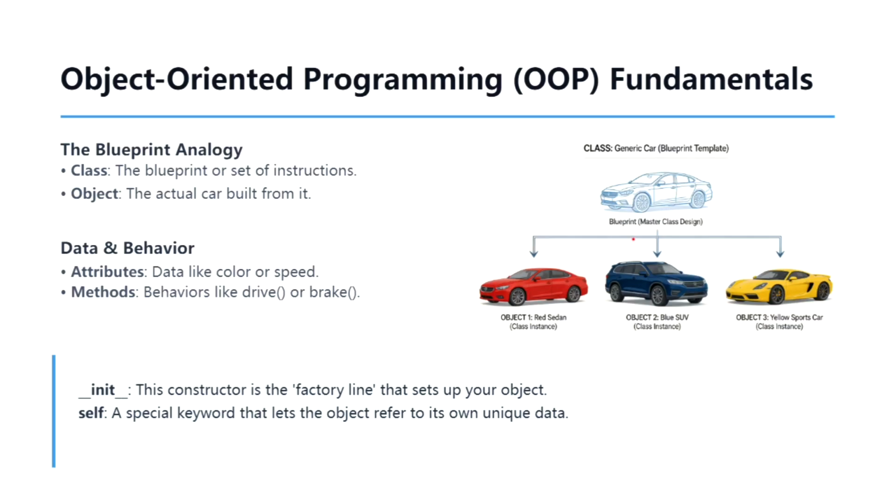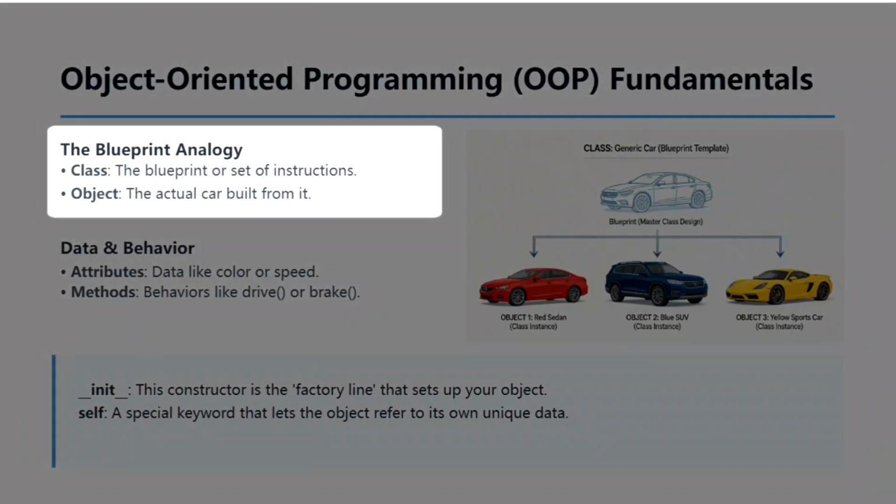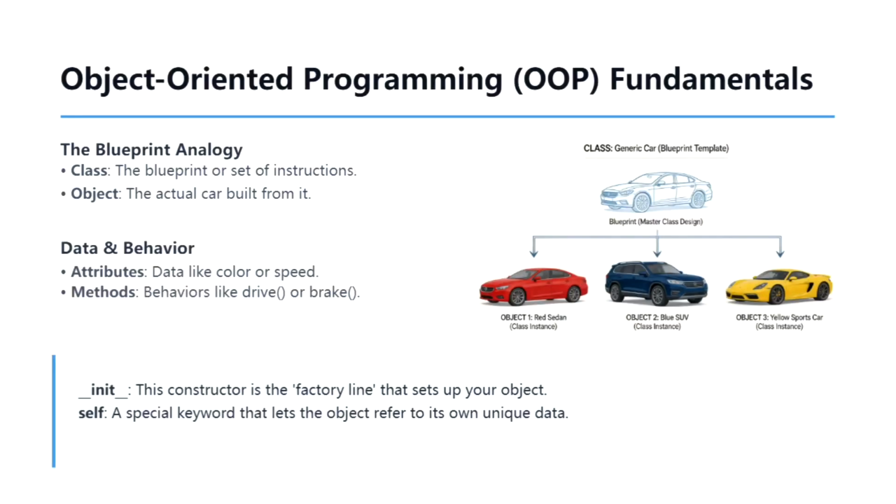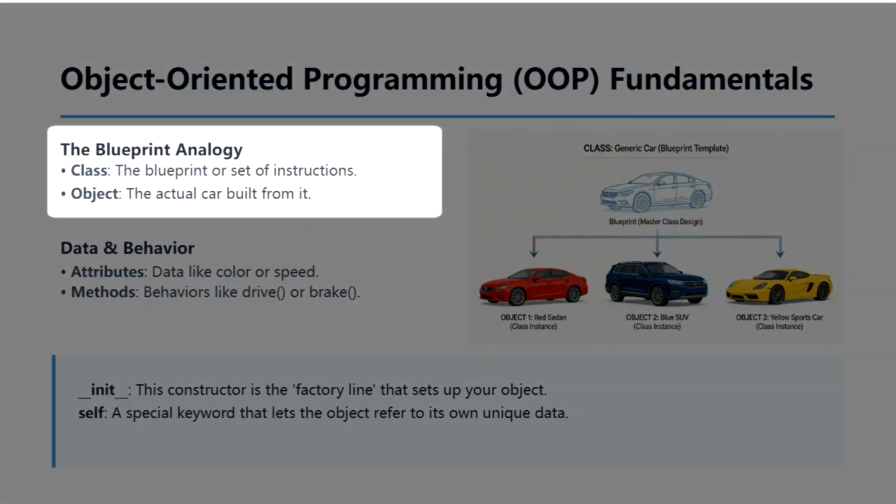To understand OOP, look at this image of a car blueprint next to a finished car. This perfectly illustrates our first core concept, the difference between a class and an object. A class is like that blueprint. It's a set of instructions. An object, on the other hand, is the actual instance created from those instructions.